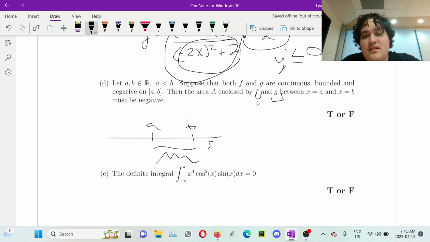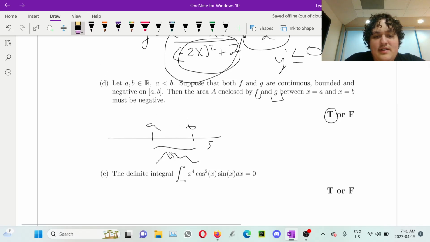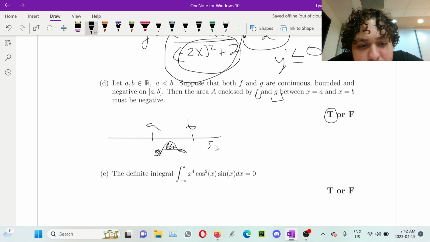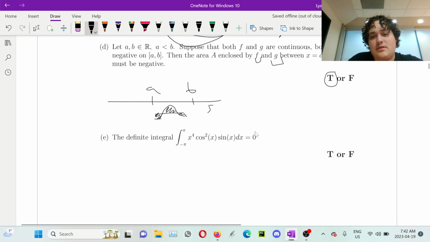So if they wanted the area, no, it should be true. Continuous, bounded, and negative, right? I mean, yeah. Oh, hold on. Even if you had something like this, the area is this and this. It's all negative area still, right? Doesn't matter. It should be true.